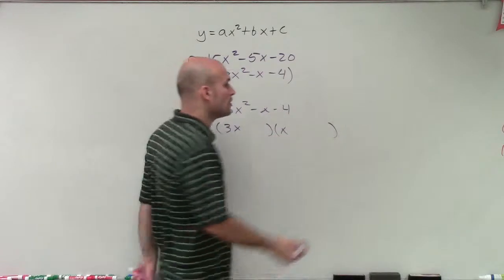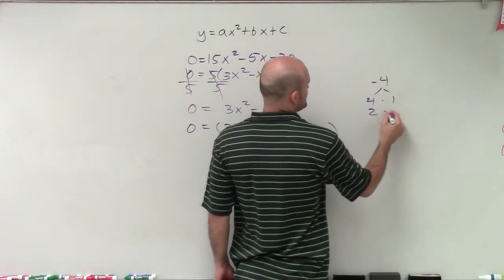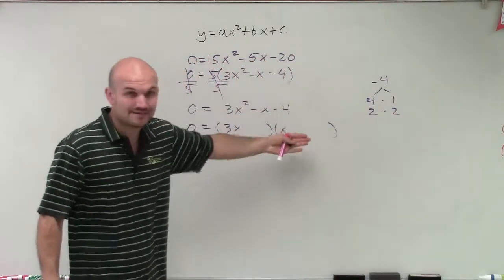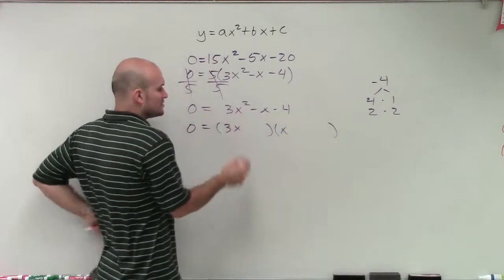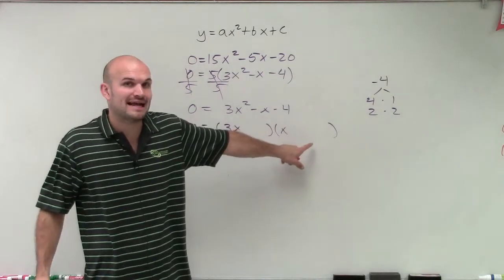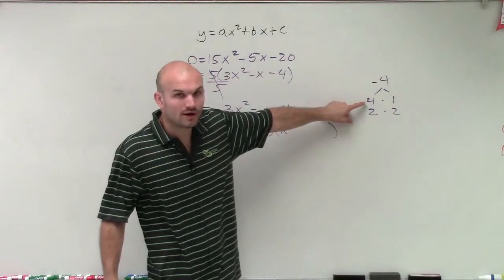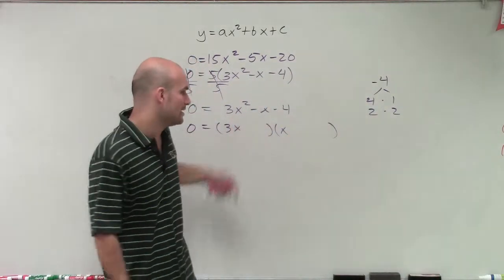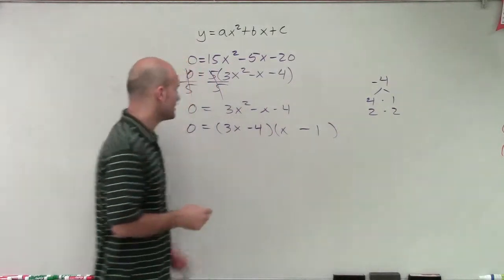Now, for negative 4, we have a couple different options. We could have 4 times 1 or 2 times 2. And notice that since it's negative, one of these numbers has to be negative. Now, the other thing I notice is our middle term is also negative. So therefore, when I multiply, the 3 has to be multiplied by my negative number. Now, I'm not going to want to work with 4, because 3 times 4 is negative 12. That's never going to get me close to negative 1. However, if I do negative 1 times negative 4, let's check that out.